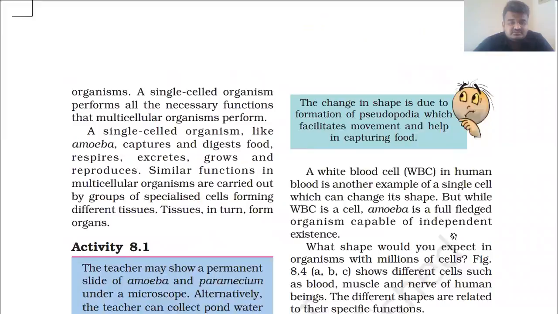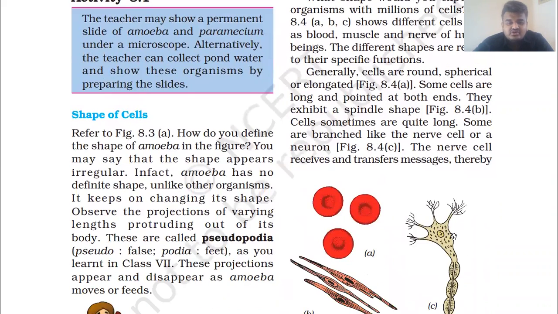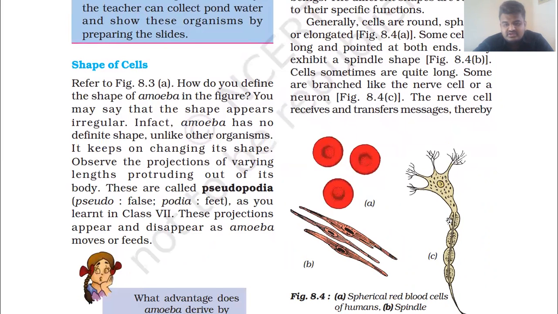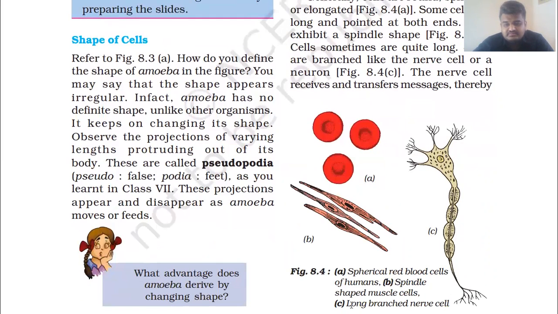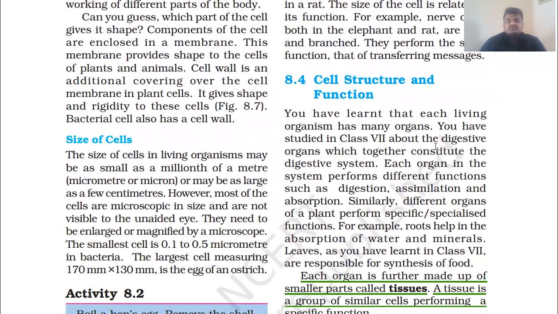One more is given for the shape of cells. We already discussed this also, including pseudopodia. After this, the cell of nerves, given in C, the long branched nerve cell. We already discussed that the only function of the nerve cell is receiving and transferring message. So let's discuss the size of cells.